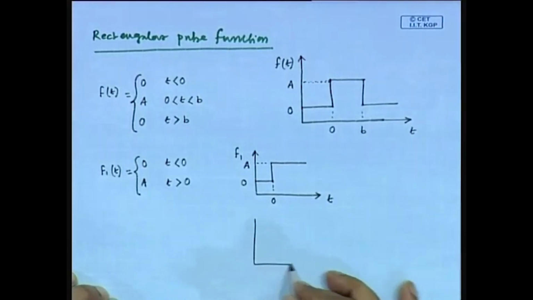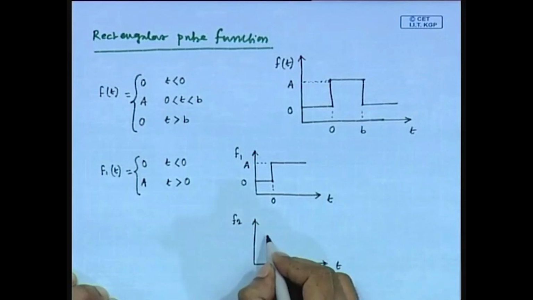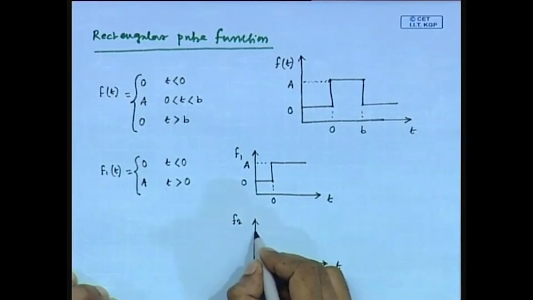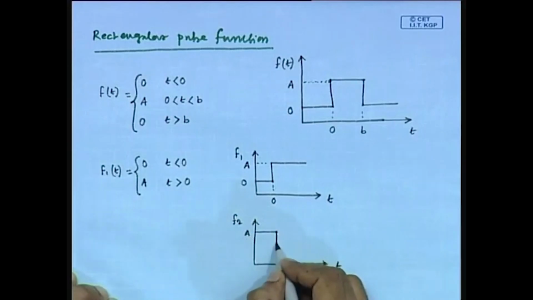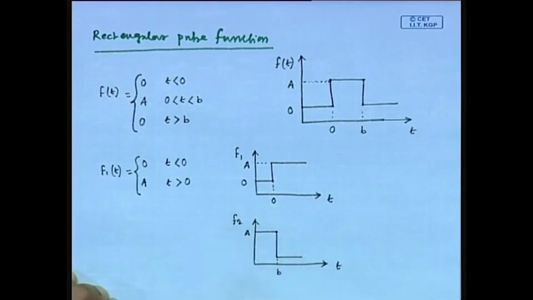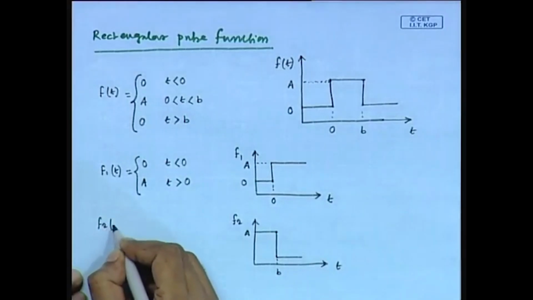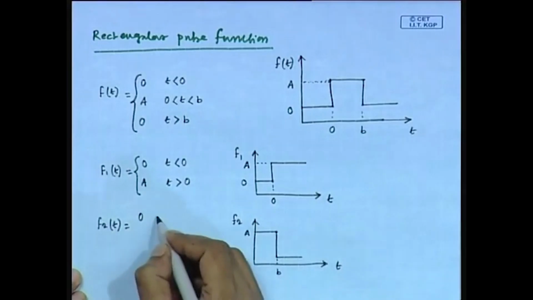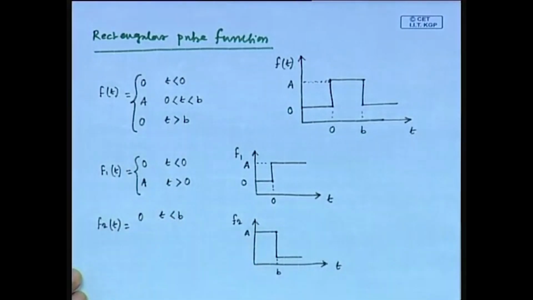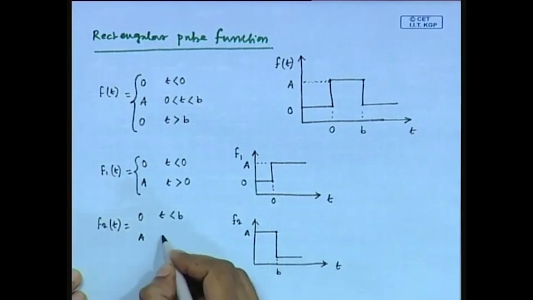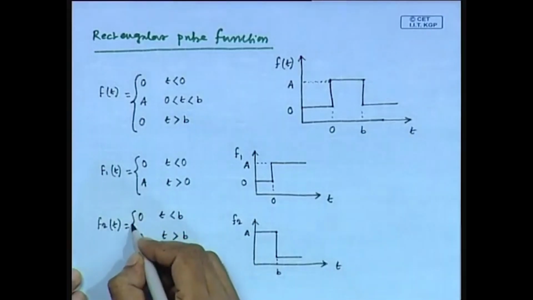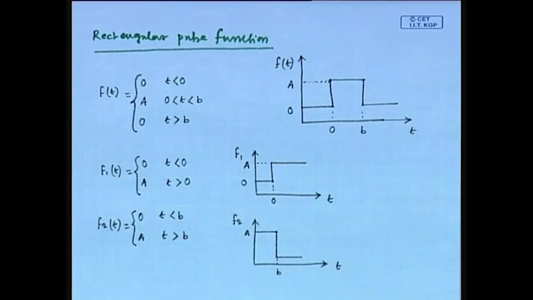Another function is f2 and this is suppose time t. Initially it is at the value of a, then it is coming back to this value and this time is b. So, f2 t equals to 0 when t is less than b. f2 t equals to a and time is greater than b. Can we write this for the second function f2? We are considering this is 0. So, this is a.